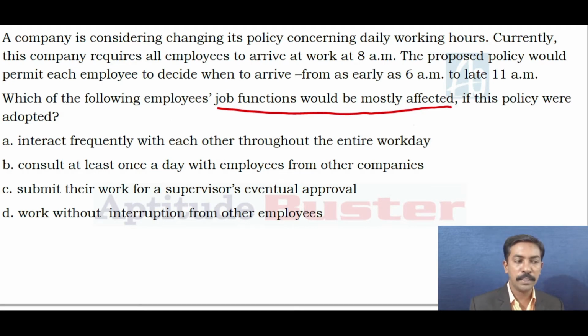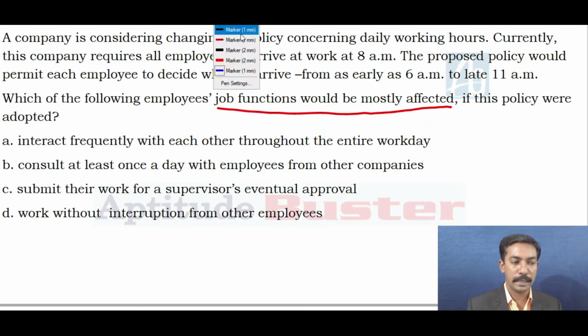Now, to summarize, this text talks about a policy change of a company wherein it allows its employees to report anywhere between 6 a.m. and 11 a.m. And the question asks you, if this policy were adopted, which of the following 4 job functions would be mostly affected? Okay, let's move on to option A. Option A says interact frequently with each other throughout the entire workday. Can this be the choice? Perhaps when we read immediately, we do feel that A could be the answer. So let's reserve it for a while.